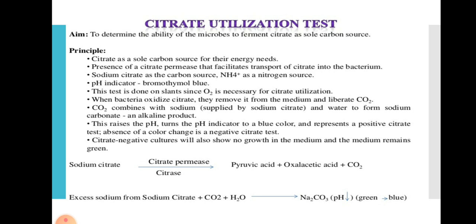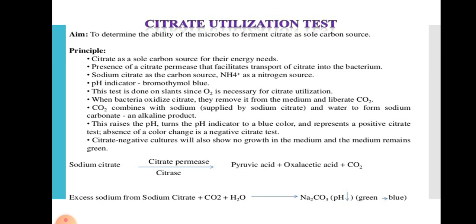So the aim of this particular experiment is to determine the ability of the microbe to ferment citrate as sole carbon source. Principle: citrate as a sole carbon source for their energy needs. Presence of a citrate permease that facilitates transport of citrate into the bacterium. Sodium citrate as the carbon source and ammonia as nitrogen source. pH indicator used in this particular experiment is bromothymol blue.